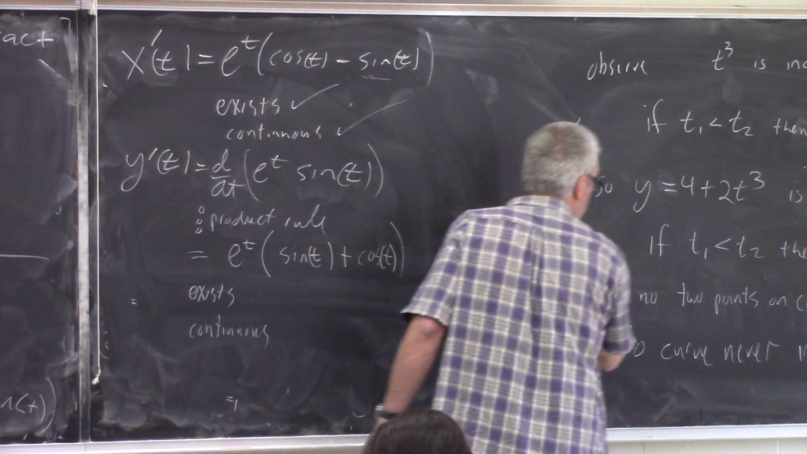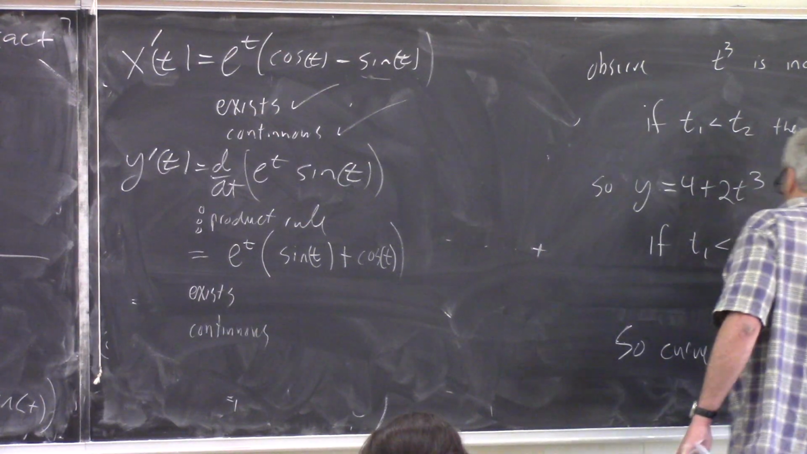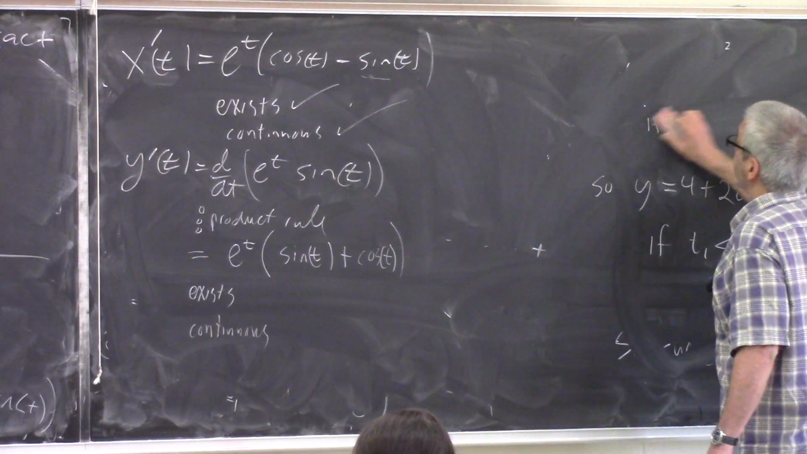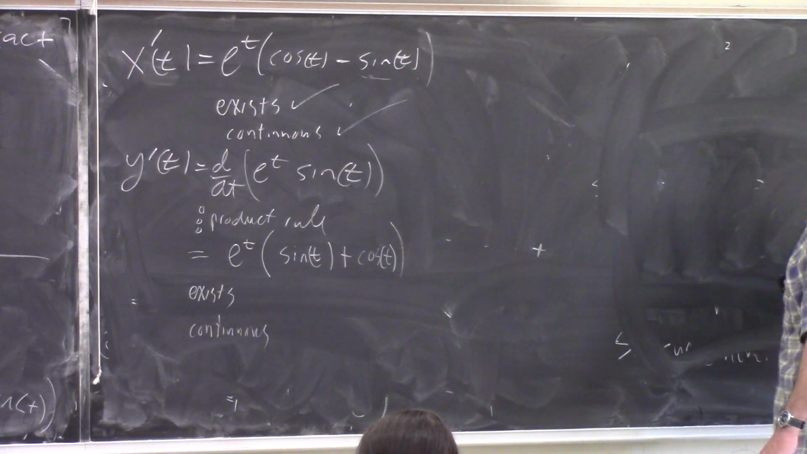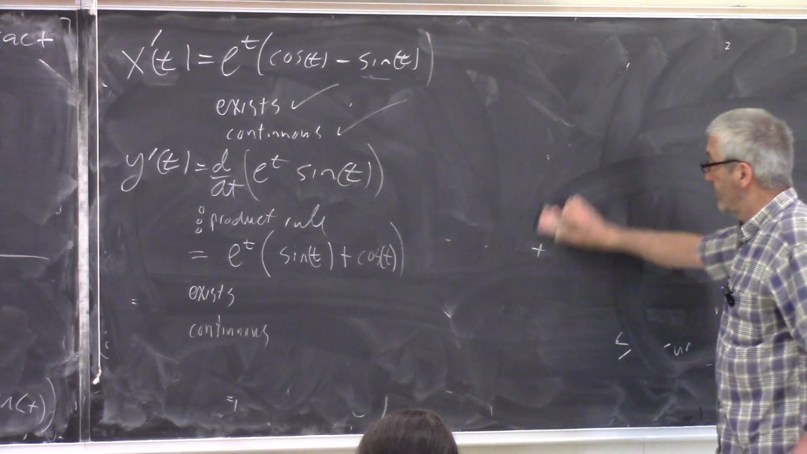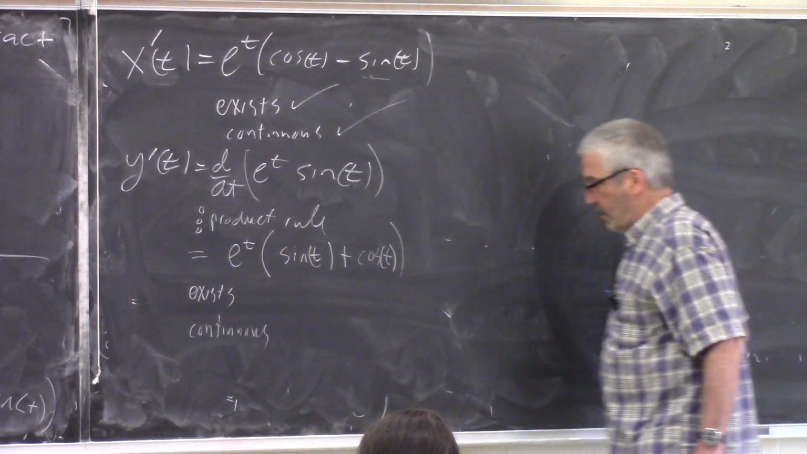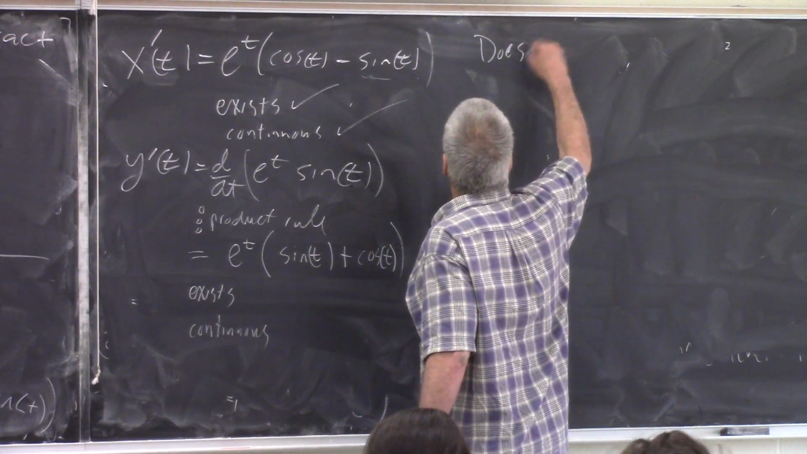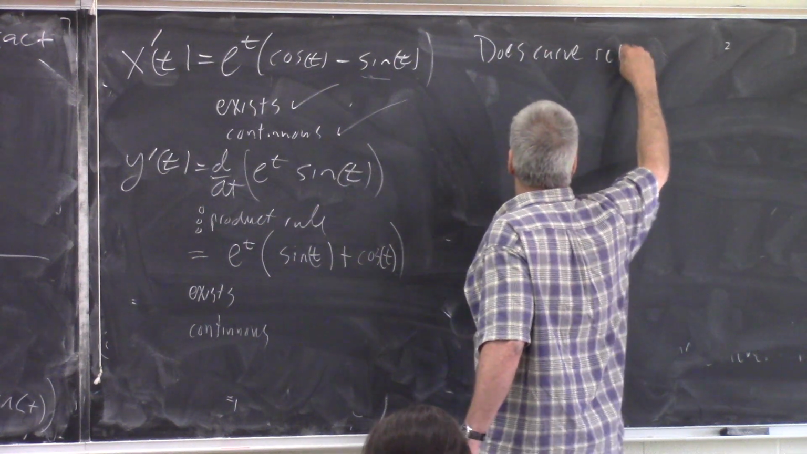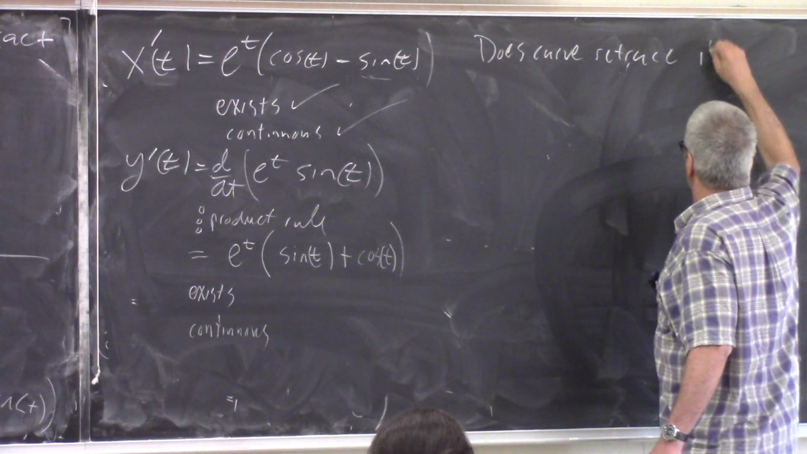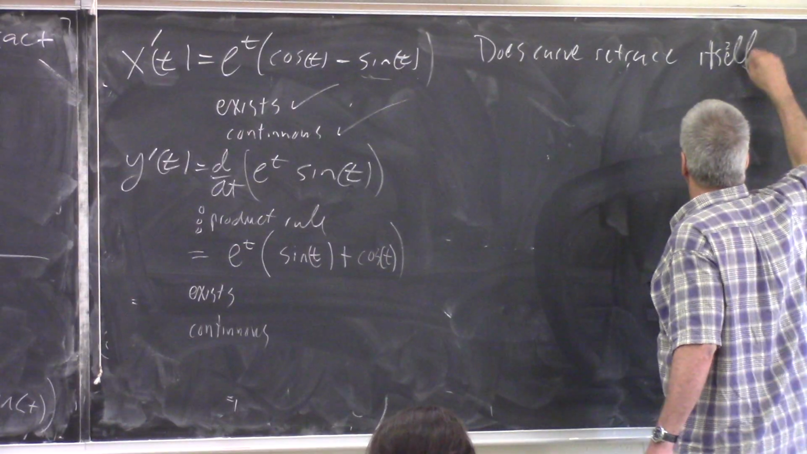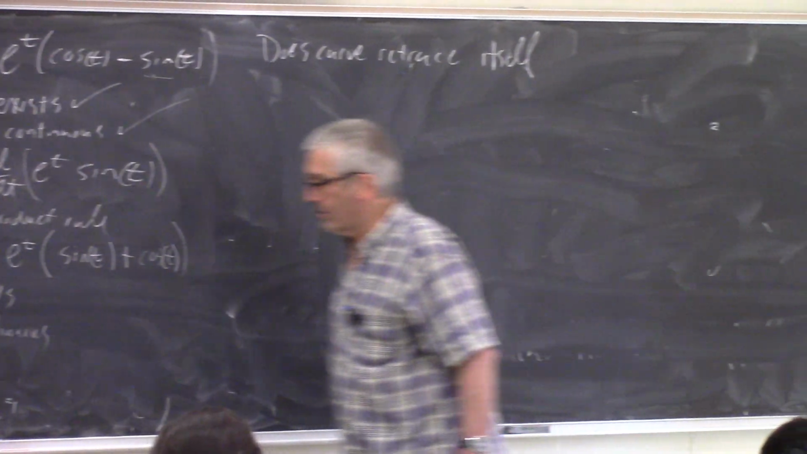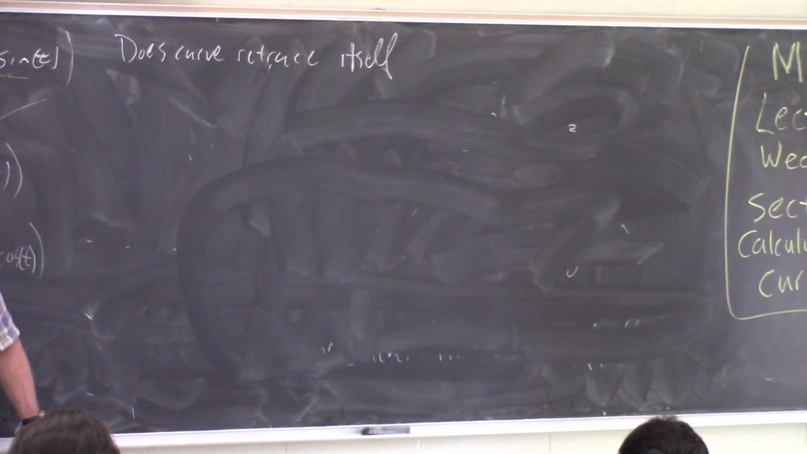So those first two prerequisites are fairly easy to check. You just find the derivative, see if the derivatives exist, and see if they're continuous. But the third requirement is always more tricky. Does the curve retrace itself? Anybody have any wisdom about that? Does this curve ever retrace itself?